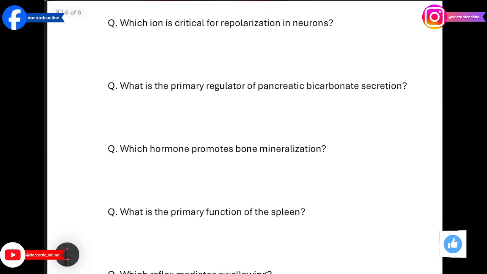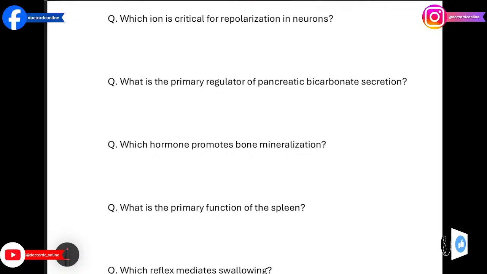The next question is which ion is critical for repolarization in neurons, and the answer is potassium. Efflux of potassium restores the negative membrane potential.